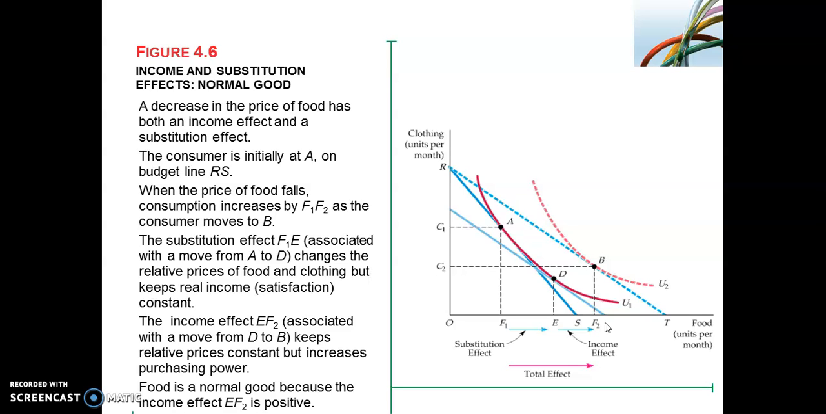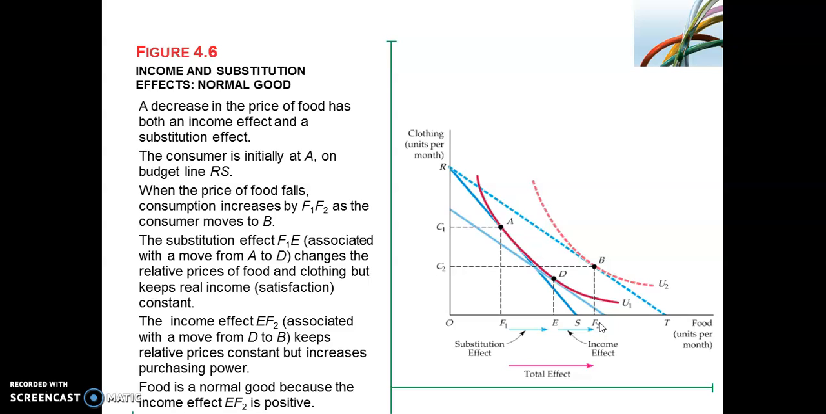So hence, from the previous slides, it was stated that that change in purchasing power would be reflected by a movement to a new indifference curve. Hence, you can see moving from D to B, it moves us to a new indifference curve. So now the consumer is able to increase the consumption of food. We can see that the consumption of food has increased from OE to OF2.